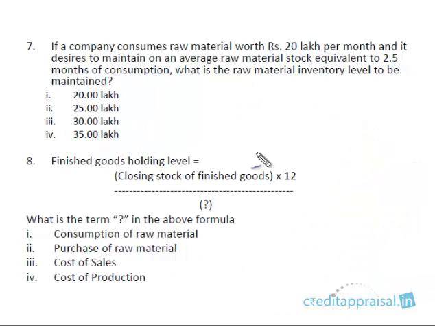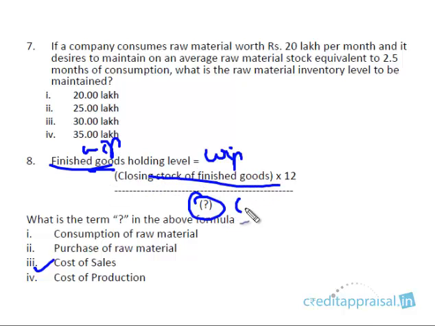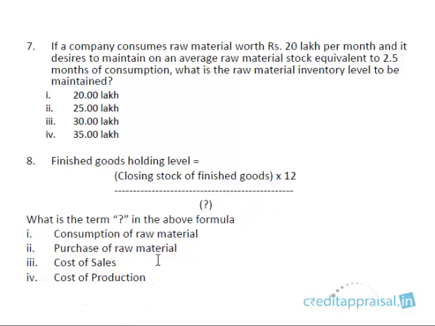The 8th question, finished goods holding level. What is the formula? Closing stock of finished goods into 12 by cost of sales. This we discussed. Work in progress holding level will be closing stock of work in progress into 12 by cost of production. So please refer back to these concepts which we already discussed.